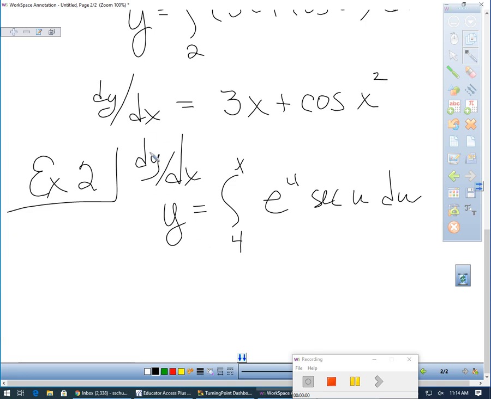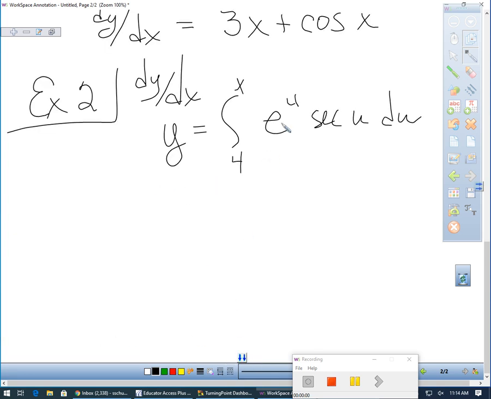Again, it wants us to find the derivative with x in it. So, we take what's in here, and we plug in x. So, dy dx equals e to the x secant x. This literally is what we do for 1, 3, 5, and 7. That's all you do. Okay? We're ready to move on.